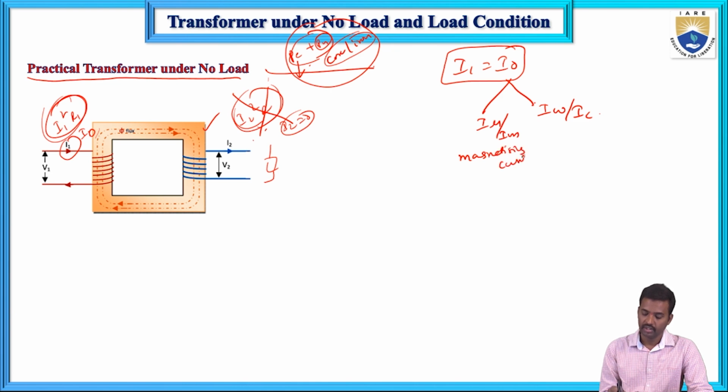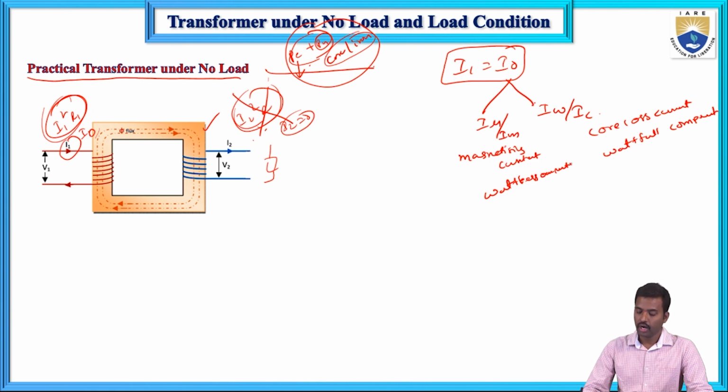Magnetizing current. This one is the core loss current, or watt full current, the watt full component. And this one is the watt less component, or power component. Power component or magnetizing component or watt less component or reactive component. We can call it reactive component, and this one is the active component.